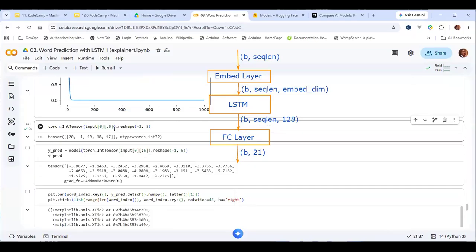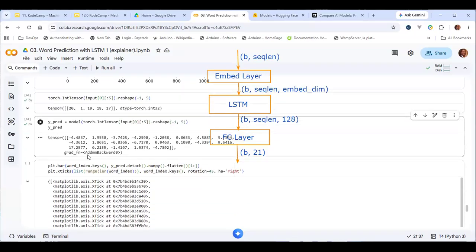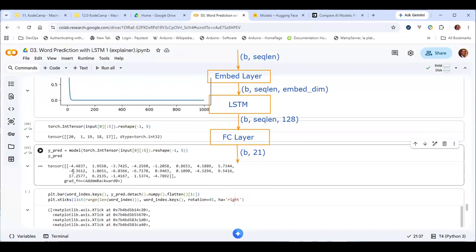So the input tensor 0, 5 is one of those inputs, right? I think this is the first one. The movie, right? Was and all of that. So I now pass that tensor back in as an input and I ask it to predict. You can see it does a much better prediction here. There's one that has a very high value. If you count the position, this is position 21, 20, 19, 18, 17. So this is position 17.